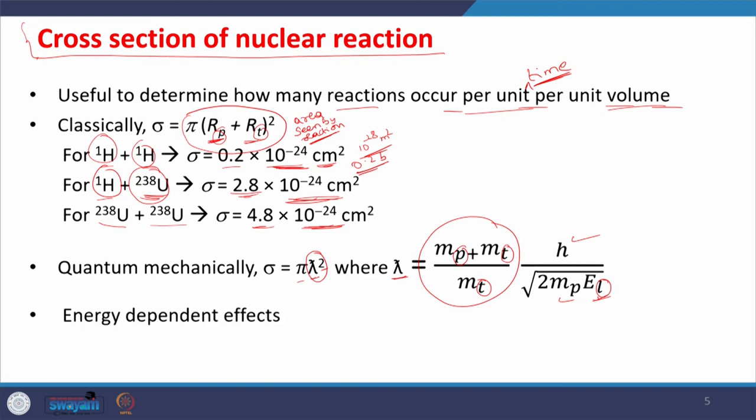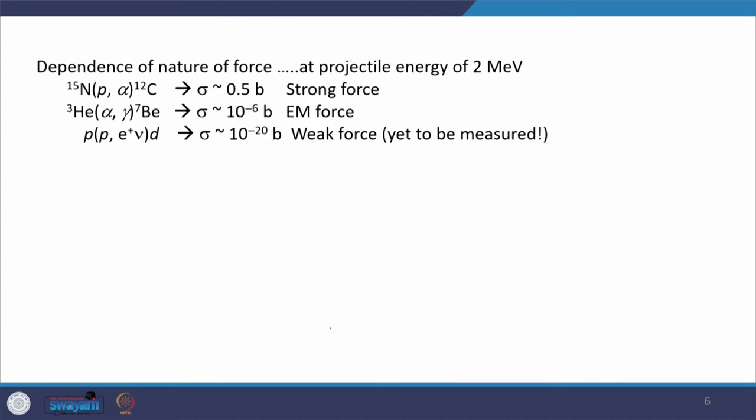Now, another important thing in understanding the cross section is its dependence on the energy of the projectile. Let us try to understand this in a better way. If I consider the same energy for the projectile, say 2 mega electron volt, it could be any radiation. If the strong force is involved in the nuclear reaction, for example proton on nitrogen-15, then the order of cross section is 0.5 barn. If electromagnetic interaction is involved, for example alpha plus helium-3, for the same energy of the incident projectile, the cross section reduces to some microbarn.